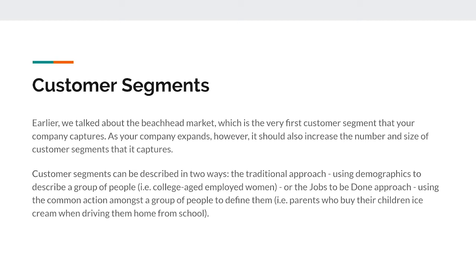Or a jobs to be done approach, which would be using some sort of common action among a group of people to define them. So, for instance, parents who buy their children ice cream when driving them home from school. That's not limited to any demographic. That parent could be 25, that parent could be 48. But the common thing between them is they are driving their kids home and they buy them ice cream so that they shut up. So you can identify your customer segments in those 2 different ways.